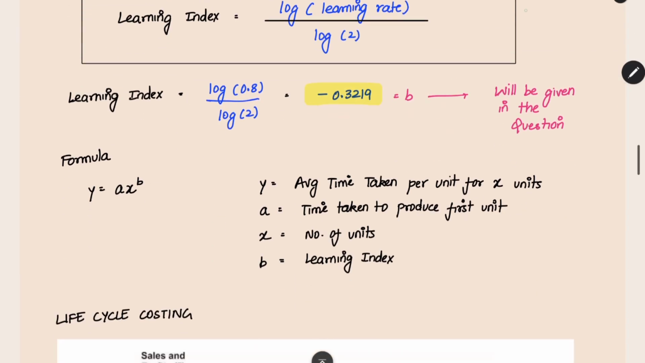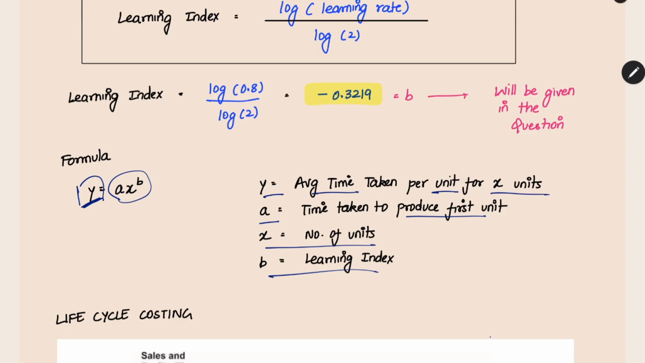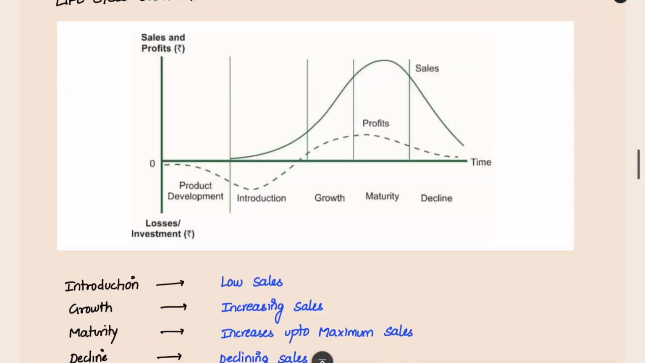Now, after finding this learning index, you have to find out the answer for the term Y. For that, you have to perform the following calculation: A into X power B. X is the number of units, B is the learning index, A is the time taken to produce the first unit, and Y is the result which you are getting. It is the average time taken per unit for X units. For 1 unit of manufacturing, how much time you are taking for this many units. That is the answer which you are going to get. This is the entire concept of experience curve.